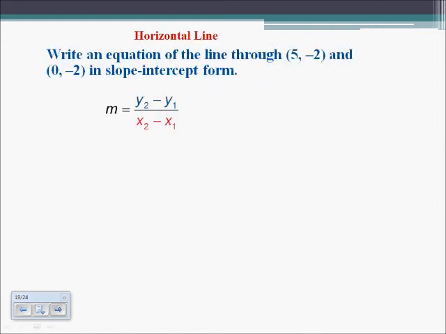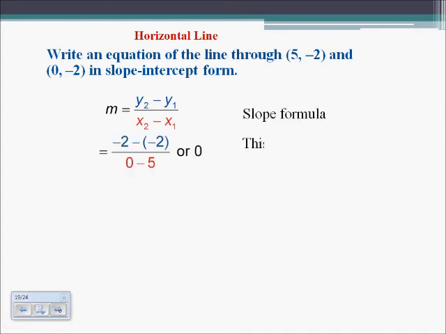Alright, let's see what we have. Horizontal line says write an equation of a line through (5, -2) and (0, -2) in slope-intercept form. So we have a horizontal line. If we plotted this on a graph, we would have imaginary 1, 2, 3, 4, 5, down 1, 2, our point here, and 0, down 1, 2, right? So the line would look like this.